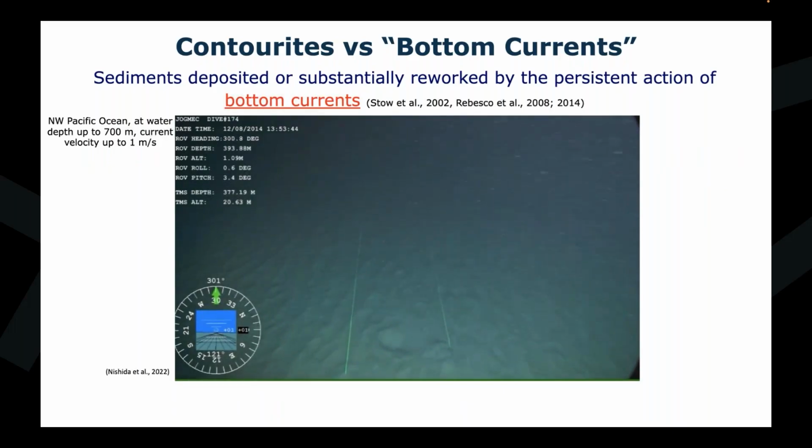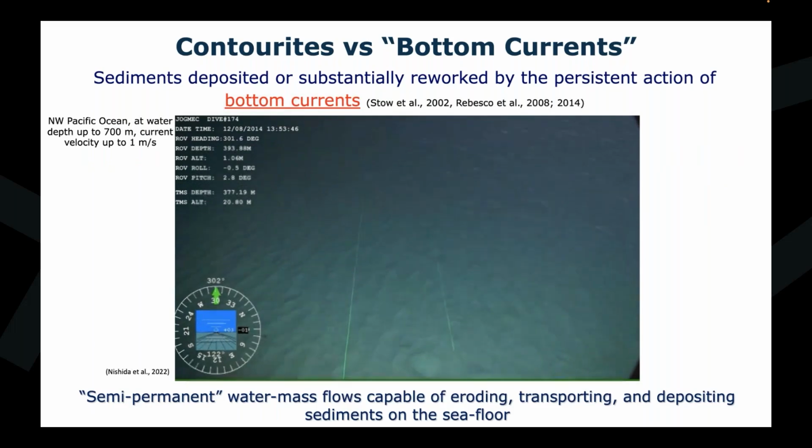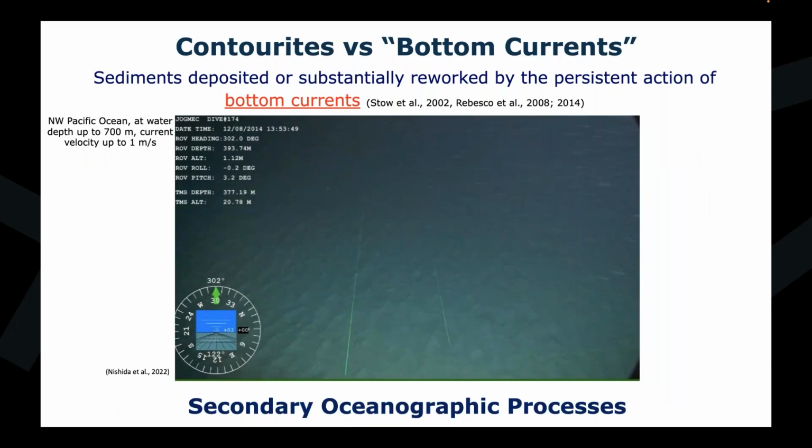Why do we consider bottom current? Because the definition for bottom current that we use is that they are semi-permanent water mass flows with the capacity of transport for depositing sediment on the seafloor. So it's not anymore thermohaline currents or the thermohaline system in the definition. And the reason is because there are other processes, as Elda and Sarah and others explained today before.